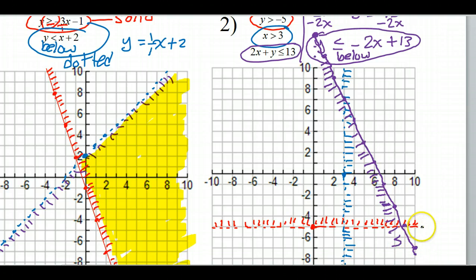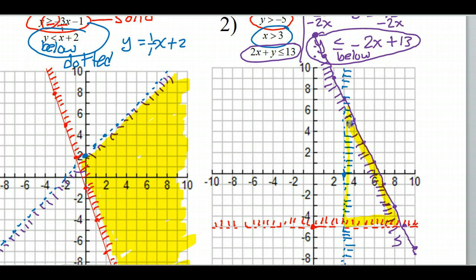Can you guys see the area that has all the shading pointing at it? What does it look like? Triangle. Yeah, can you see that it's this triangle right here that has all the shading? So we can go ahead and shade in, but the only part that we're going to shade in is this triangle right here. Nothing else, nothing outside of the triangle.